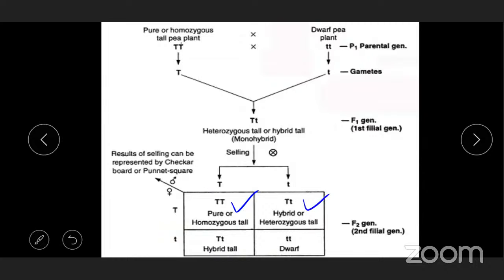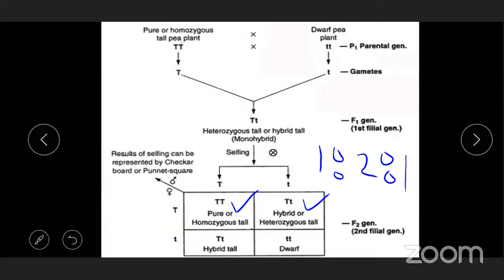So how many homozygous tall here? 1. How many heterozygous tall here? 2. What is the last one? Small t, small t. Small t means homozygous or heterozygous? Yes, homozygous. Homozygous dwarf. Yes, dwarf, that is 1. Here, this is the genotype ratio of a monohybrid cross between the tall and dwarf. Means homozygous tall is to heterozygous tall is to homozygous dwarf.